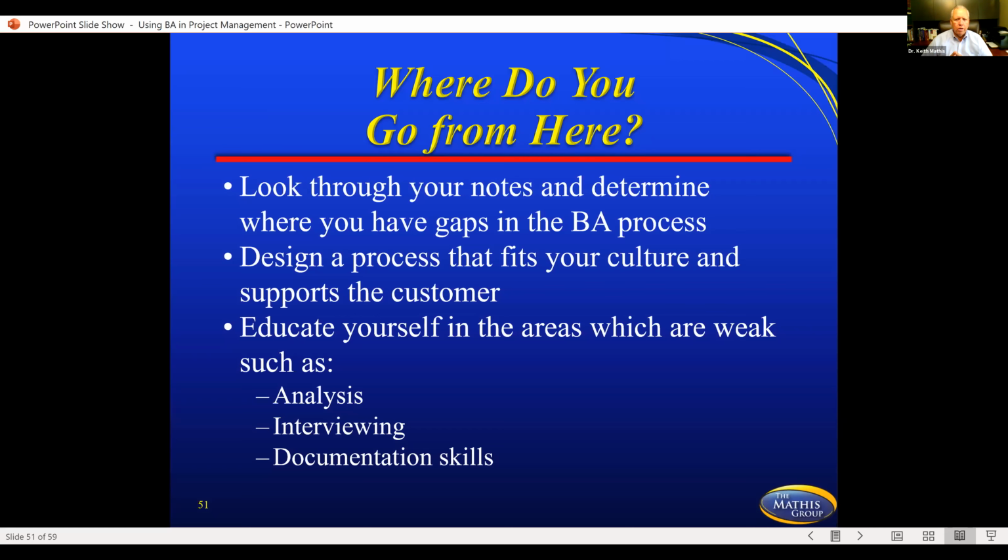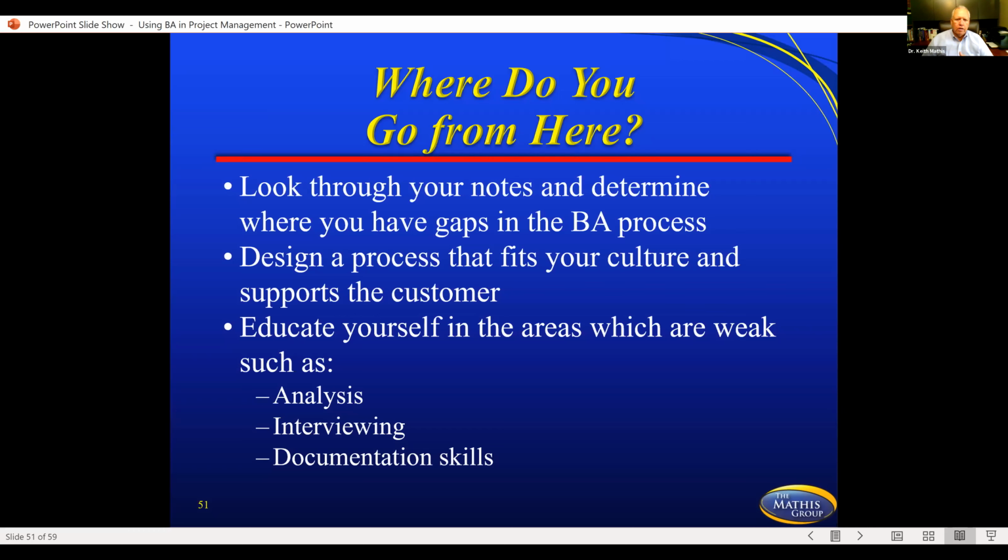So it's very important to be able to do that. Okay, so let's kind of pull these pieces together for you here. So where do you go from here? One of the things I would suggest is that, of course, you'll get a link on the video after it processes. So I would design a process that fits your culture and supports your customers for the BA.